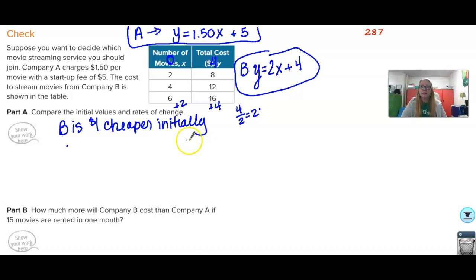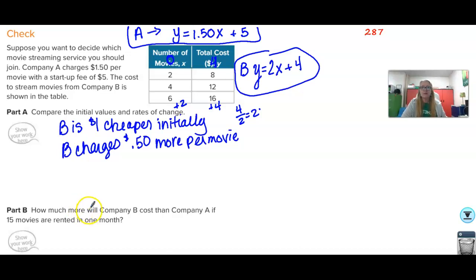Okay, so B is $1 cheaper initially, but let's talk about the rates of change. A is charging $1.50 per movie, and B is charging $2 per movie, okay? So B charges 50 cents more per movie. So part B, there I pretty well summed them up. I told you which one is charging more per movie and which one has a higher startup fee.